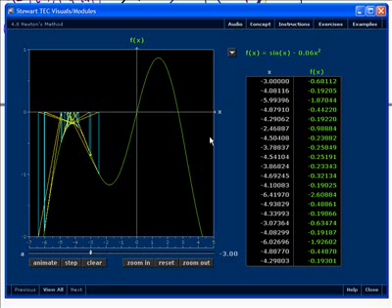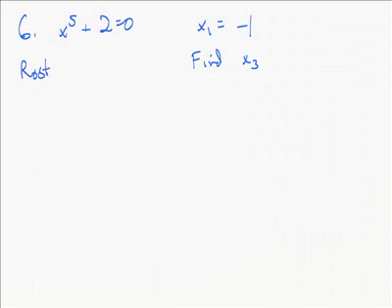So let's go ahead and take a look at a couple examples out of your homework section. Let's take a look at number 6 first of all. We have x to the 5th plus 2 is equal to 0. With x sub 1 equaling negative 1, we want to use Newton's method to find the third approximation, x sub 3. So we want to find x sub 3 of this equation, x to the 5th plus 2 equals 0. What you can think about is we're finding the roots or the zeros of the function f of x equals x to the 5th plus 2.